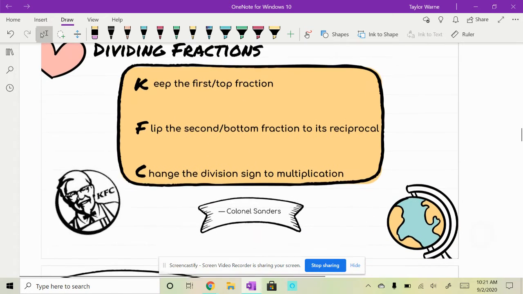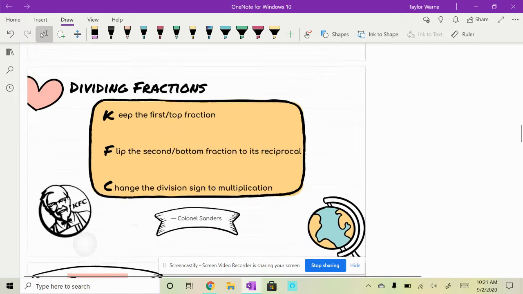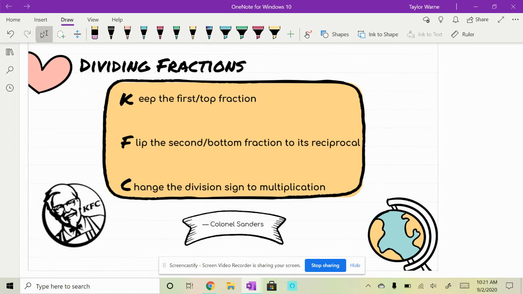All right, let's move on to dividing fractions. So there's a mnemonic device, KFC. Yes, like Colonel Sanders from Kentucky Fried Chicken. You can also use the mnemonic in the opposite order, KCF, as long as it represents the same keep, flip, and change, or in this case, it would be keep, change, flip. Either order works, just as long as you know what you're keeping and what you're changing.